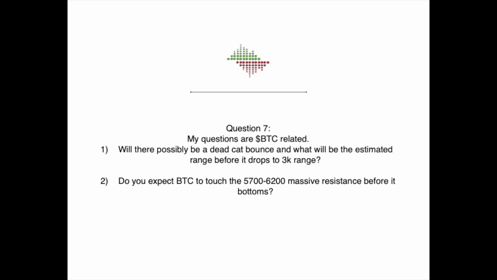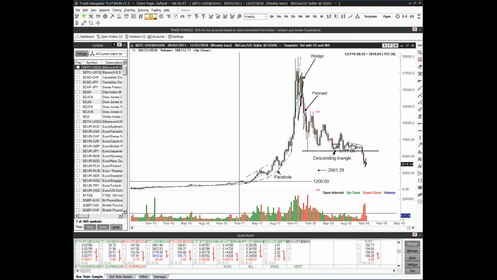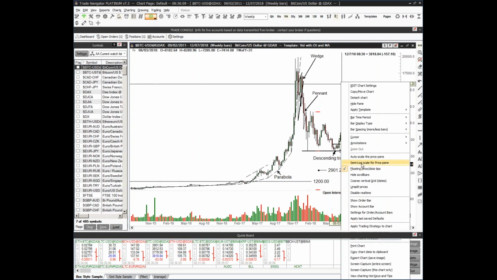Okay, my questions are Bitcoin related. Will there be a possibility of a dead cat bounce? What will be the estimated range before it drops to 3K? Do you expect Bitcoin to touch 5762 massive resistance before it bottoms? Okay, in the first place, this is really a question that is kind of inconsistent with how I look at markets, which is Bayesian. So I can't really give probabilities on any of this. I kind of react to markets rather than anticipate markets. So, good question. This is Bitcoin. Bitcoin I like to look at on a log basis.